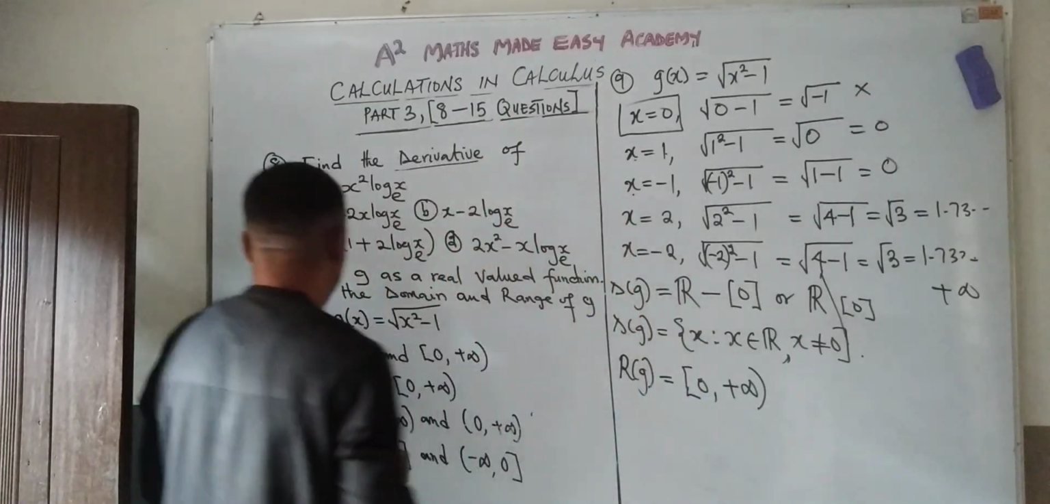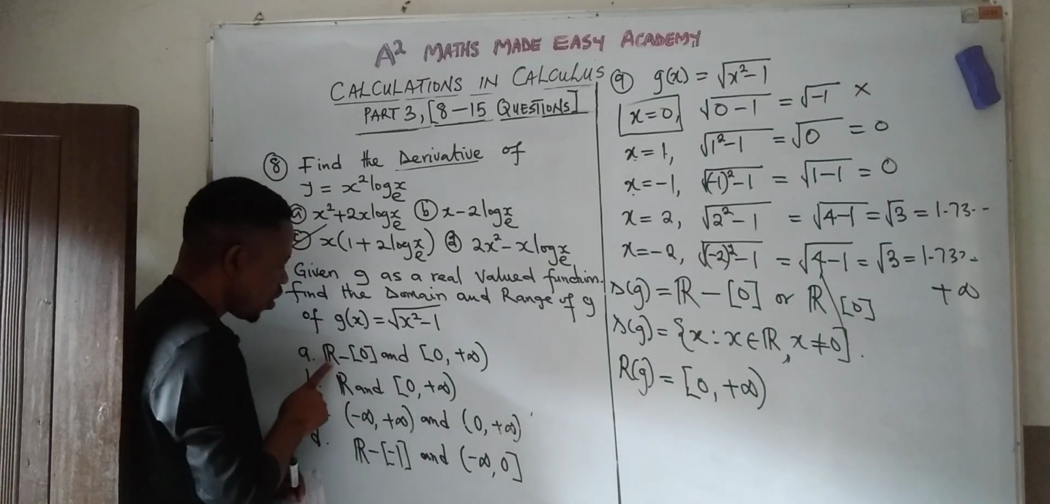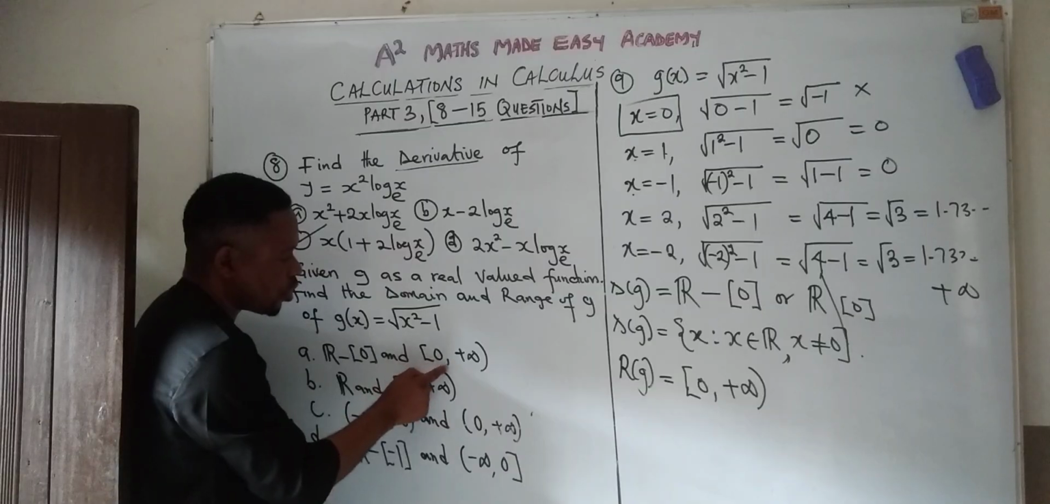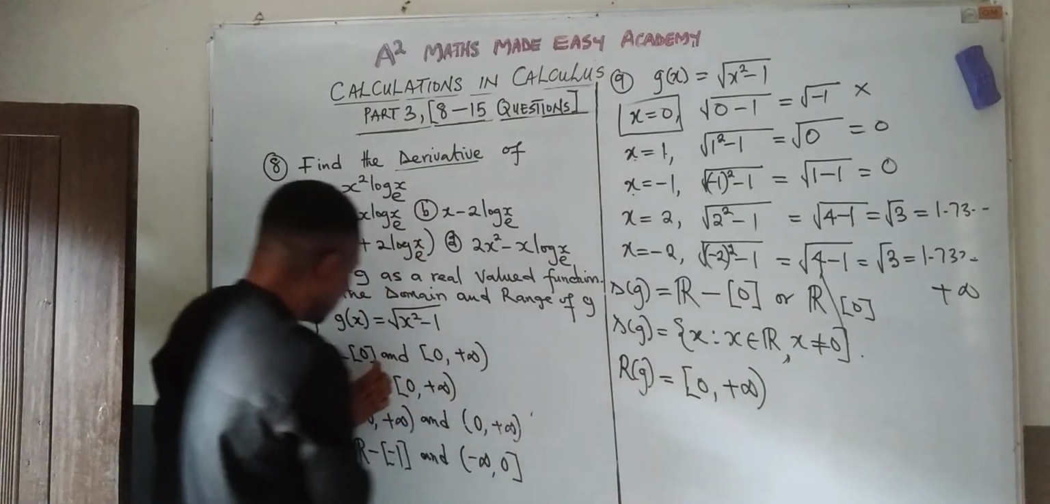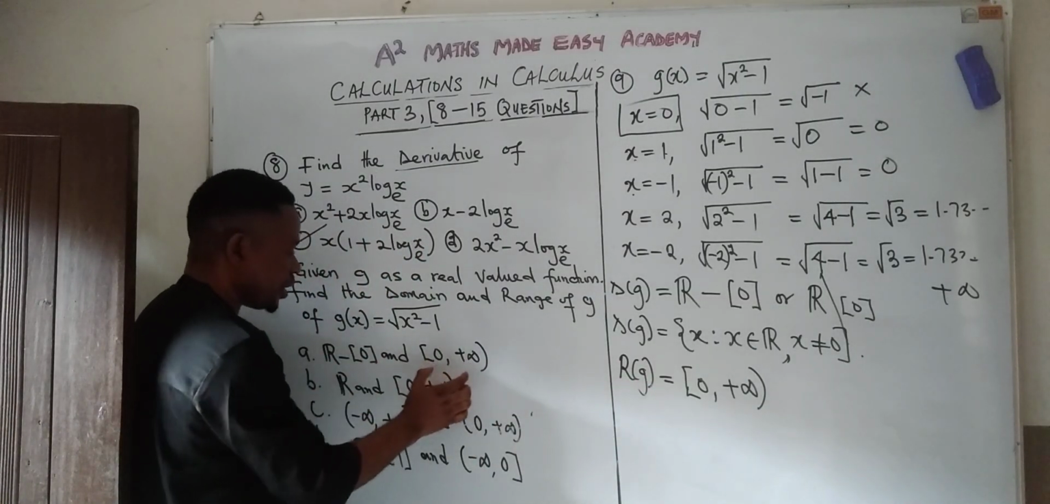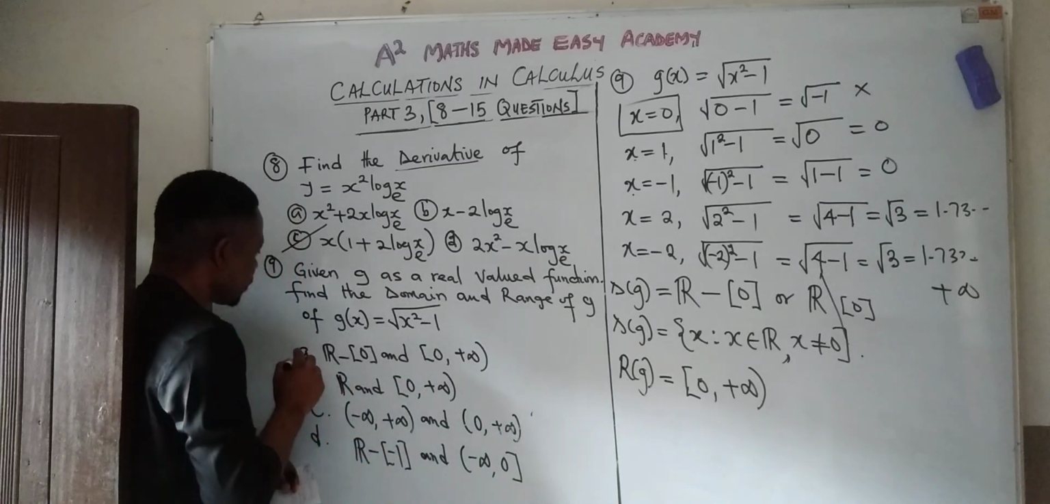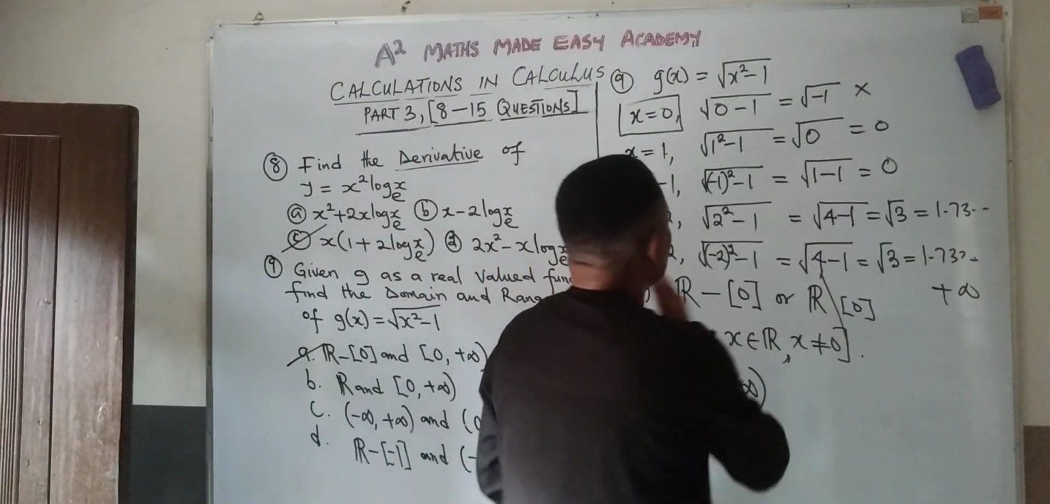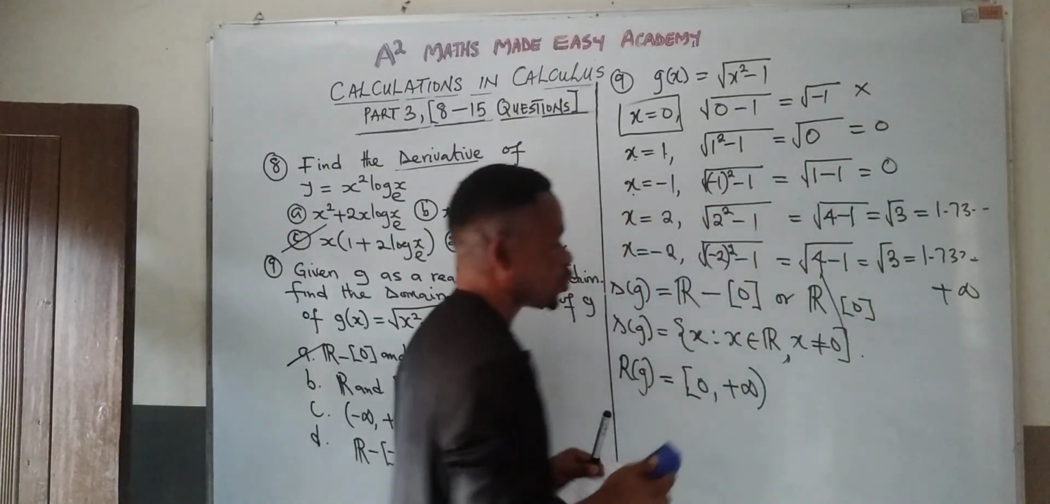Let's check the options here. Look at the option. The real number minus 0, and block 0, comma, plus infinity. Yes, this is the domain and this is the range. So the correct answer in the options is option what? A. Are you with me now? That is exactly how to appreciate this particular question.